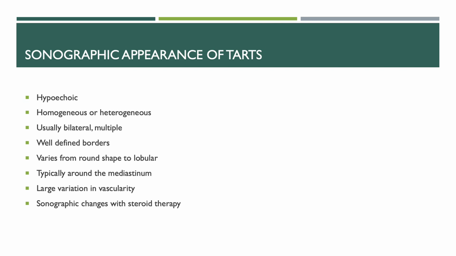On ultrasound, testicular adrenal rest tumors are typically hypoechoic. They may be homogeneous or heterogeneous in echotexture. They are almost always bilateral, and there may be multiple masses on each side. The borders are usually well defined, and they can be round or lobular. They are usually seen around the mediastinum testis. The vascularization is not a helpful characteristic, as they can vary from being very hypervascular to having no flow detected on ultrasound.